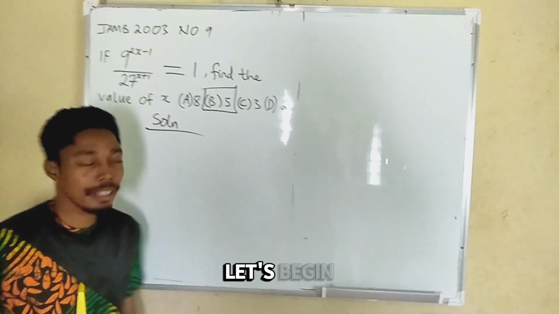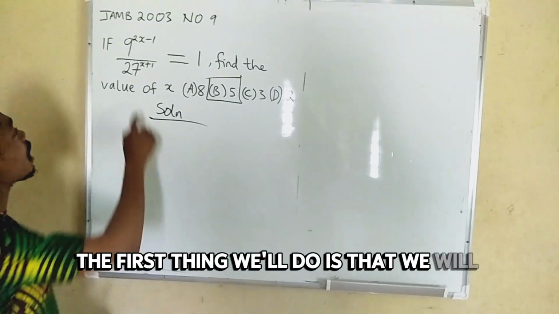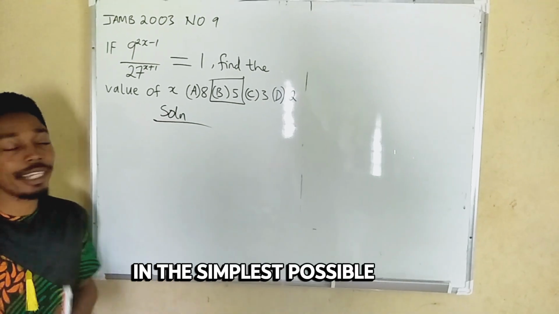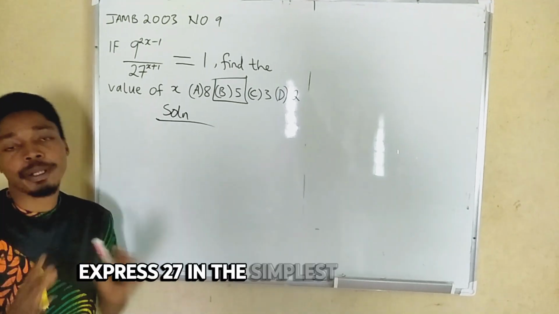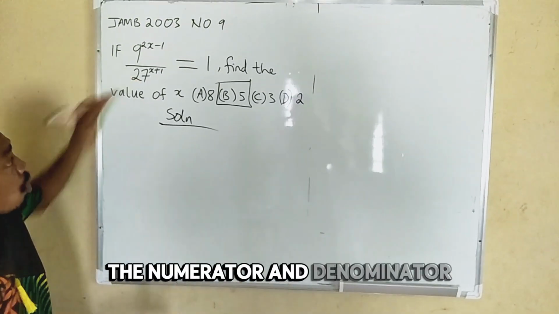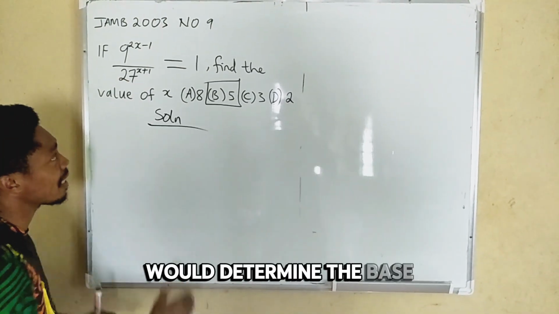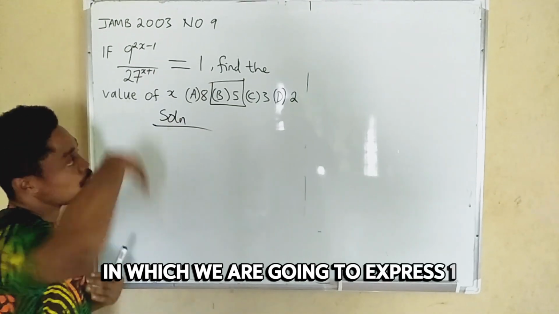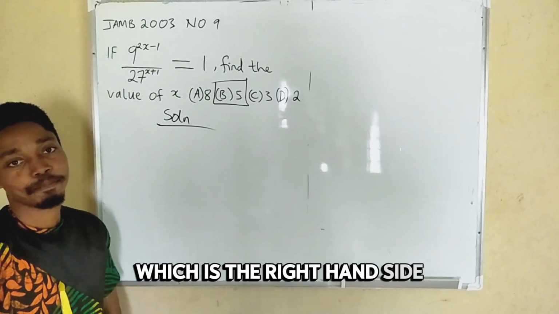answer. Let's begin. The first thing we'll do is that we'll express 9 in the simplest possible base, express 27 in the simplest possible base, and the base which we express the numerator and the denominator will determine the base in which we are going to express 1, which is the right hand side.